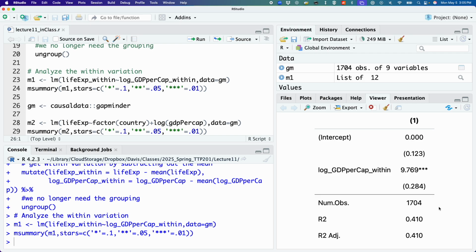Yes? Does that also include differences between countries that change over time? No, it would not. Yeah. And so if you suspected that there are other things that might affect life expectancy between countries that change over time, those would not be captured by the fixed effect.